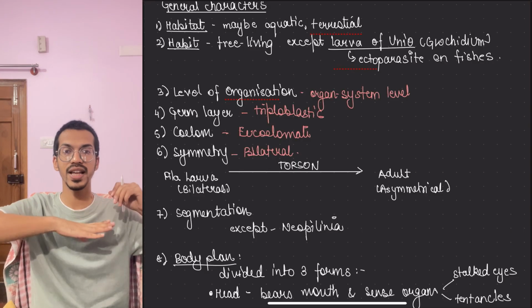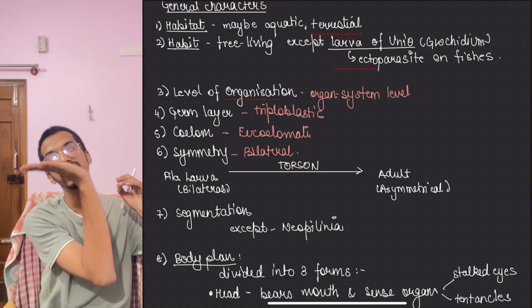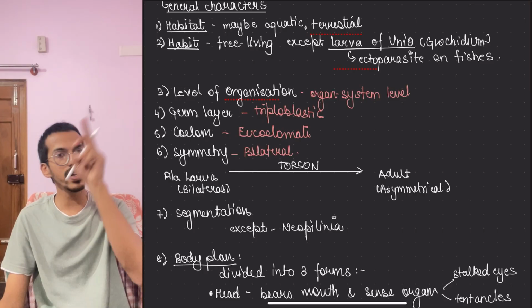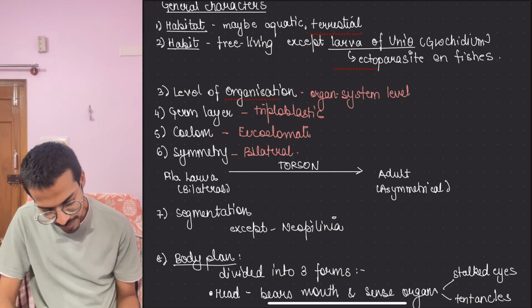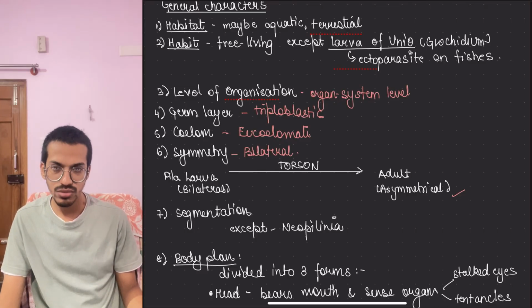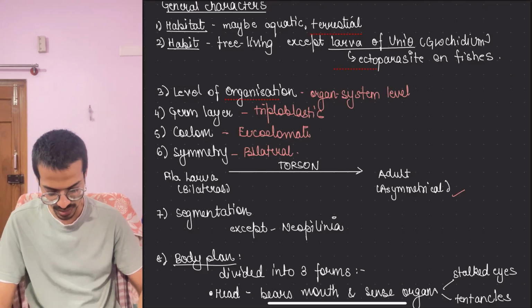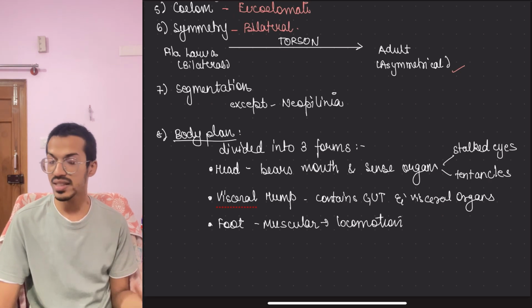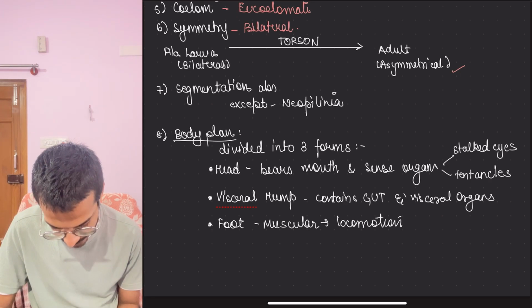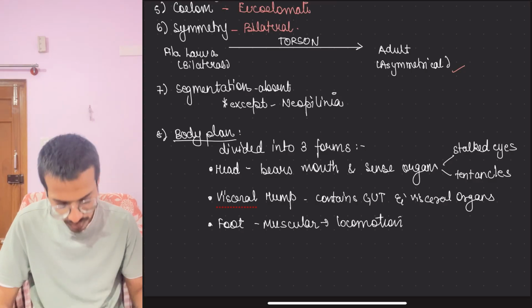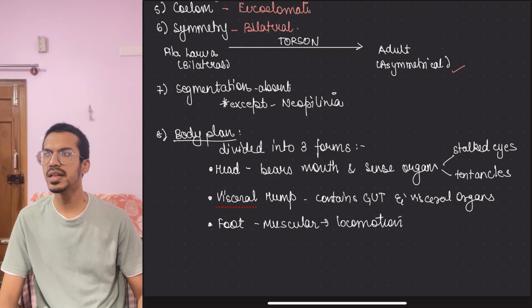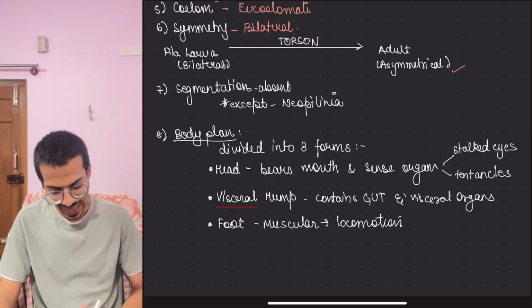Torsion means that if it is like this, it will turn 180 degrees. When it does the 180-degree change, it becomes asymmetrical. Its anus comes towards the front, in the mouth area. Segmentation is absent except in Neopilina, which has segmentation present.